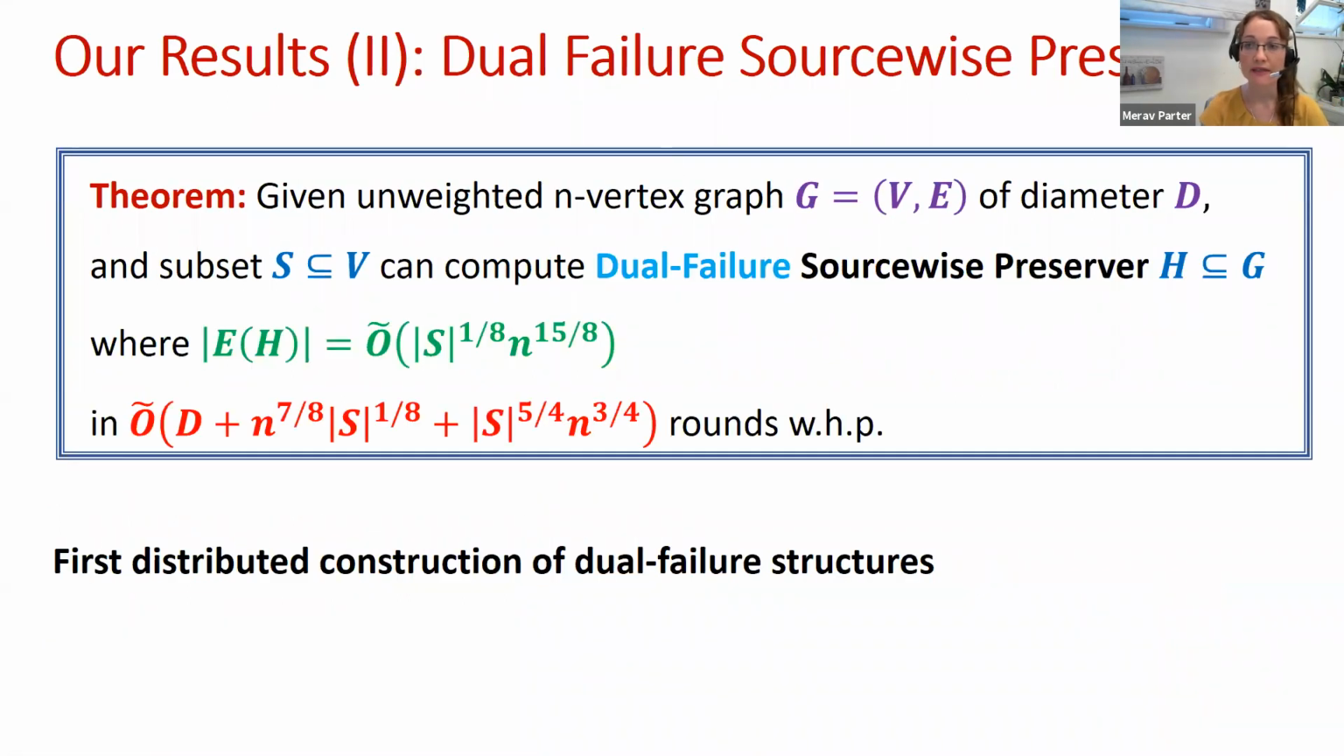In the second result, we consider the dual failure case, which is considerably more involved. Also in the centralized setting, for dual failure there is a jump from one fault to two faults. It's not a very smooth transition. Here we provide a subgraph, a preserver, with this number of edges. Again, it is subquadratic provided that the number of sources is sublinear. And this is the number of rounds. As I'm going to mention at the end of the talk, this is far from optimal, but at least this is the first result that we have for handling two faults.